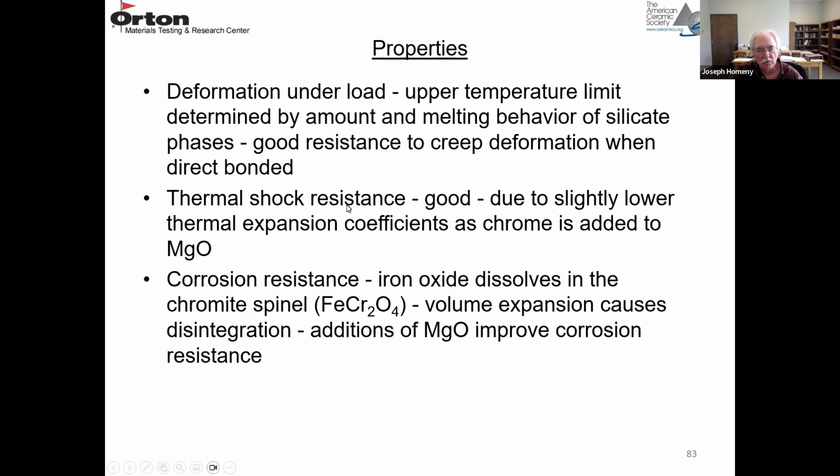The thermal shock resistance is reasonable because chrome additions to MgO decrease the thermal expansion. Again, MgO is high expansion, poor thermal shock resistance, but the chrome additions lower the thermal expansion. And corrosion resistance: iron oxide dissolves in these chromite spinels, gives rise to a volume expansion, which causes disintegration. And you have to add MgO to improve the corrosion resistance.